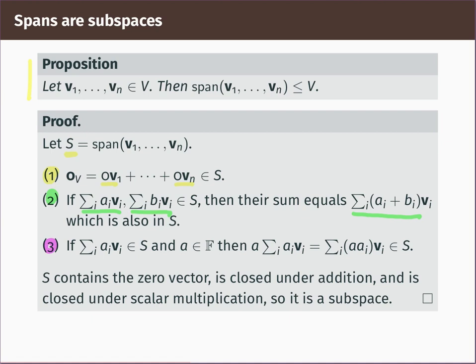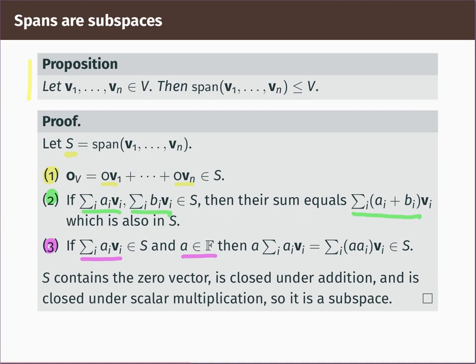Finally, we have to show that S is closed under scalar multiplication. So we take an arbitrary element of S, which we can write like this, and we take an arbitrary scalar a. So a in F means a is an element of whichever of the real numbers or the complex numbers V is a vector space over. Then again we can use the vector space axioms to help us.